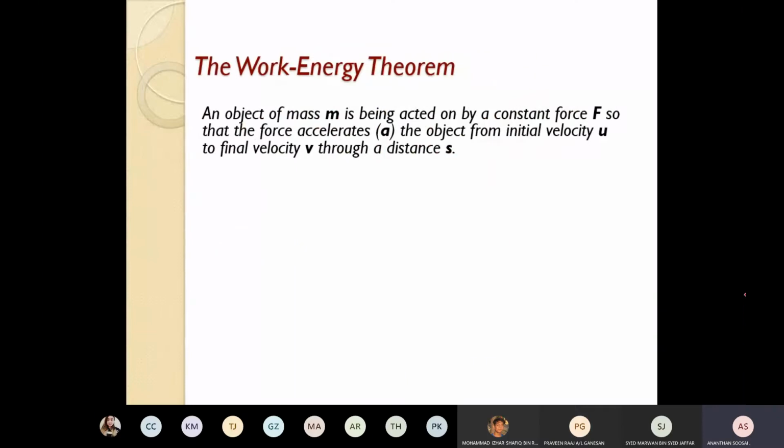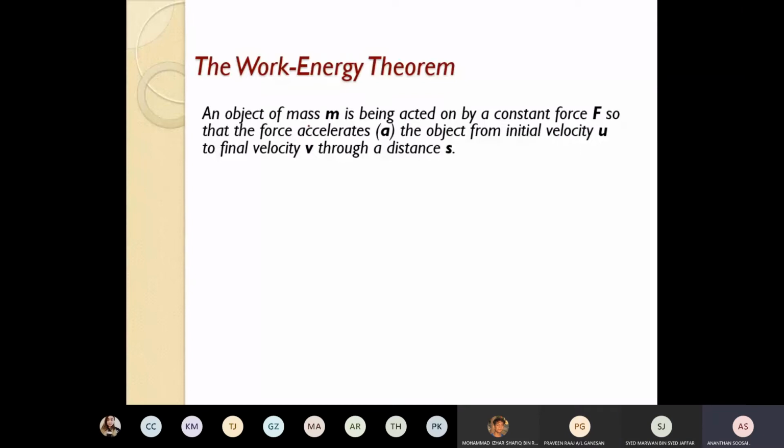Now what extra they ask in A levels is how scientists found the kinetic energy is half mv squared. The derivation you have to know. So how do you derive energy equals half mv squared? They use a theorem called the work energy theorem: whatever work is done by a force is converted to energy.